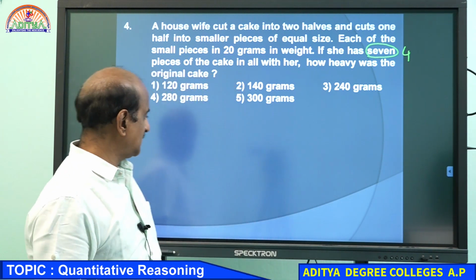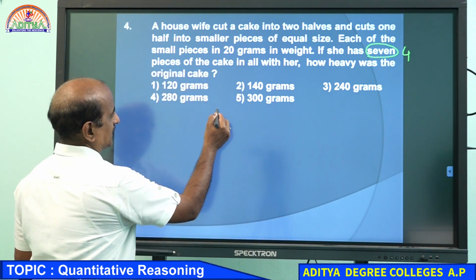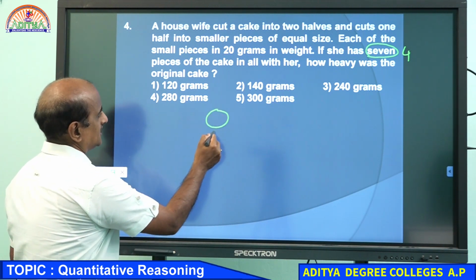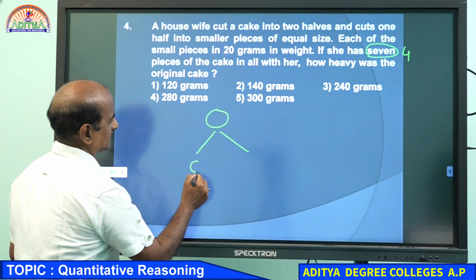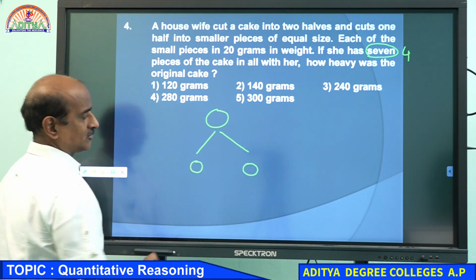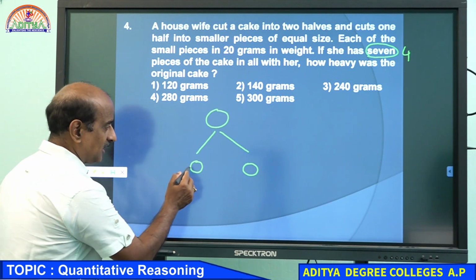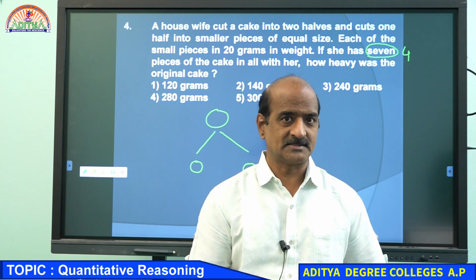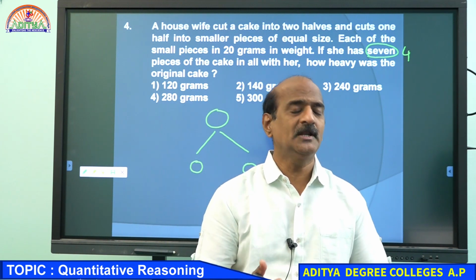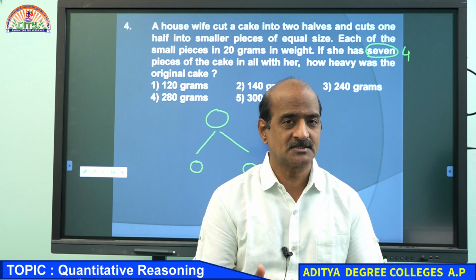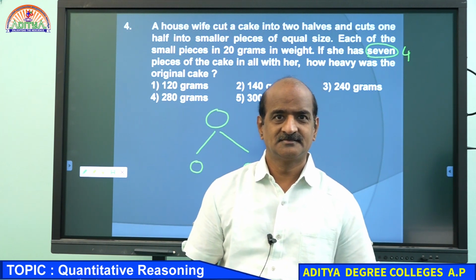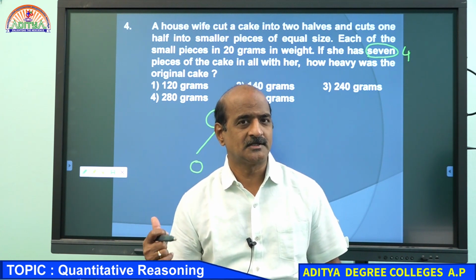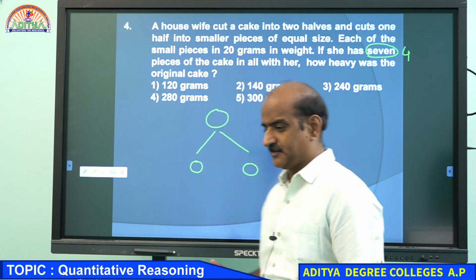Here we go. Student, first of all, a housewife has a big cake, and she is cutting the cake into 2 equal halves. She is cutting the cake into 2 equal halves, and the smaller piece she is again cutting into some more pieces. But the problem is, how many pieces is she actually cutting the smaller one into? We don't know. Then we have to see the condition that is given to you. How the condition has to be understood.